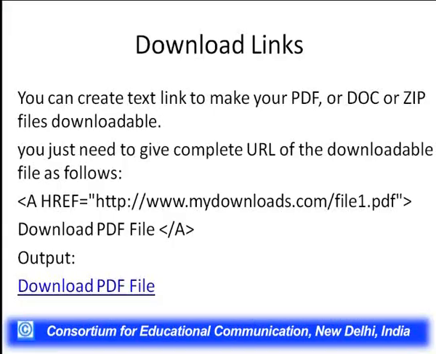So, to create a text link to make your PDF or doc or zip files downloadable, we just need to give the complete URL of the downloadable file as follows. With the ahref, you provide the full path of the file that you want to be available for downloading, and then you give the link text. You can see in the output the text download PDF file, and when the user clicks on it, the file will be available for downloading. So, this is about how you can do various types of linking, and we will be continuing with another portion of the lecture in a short while.